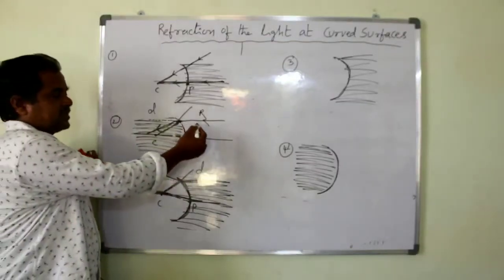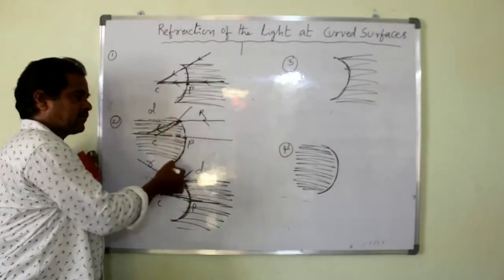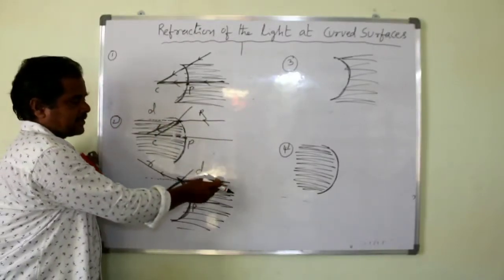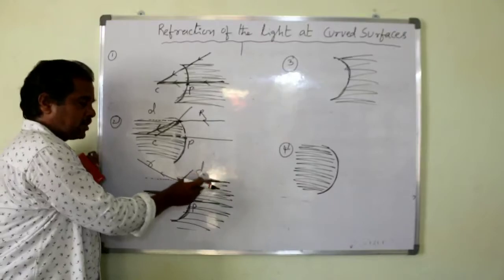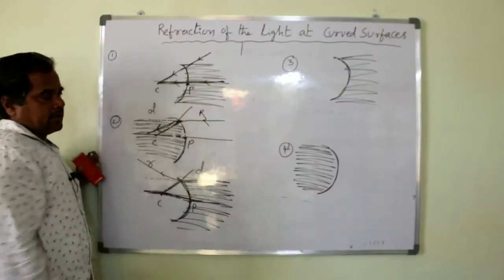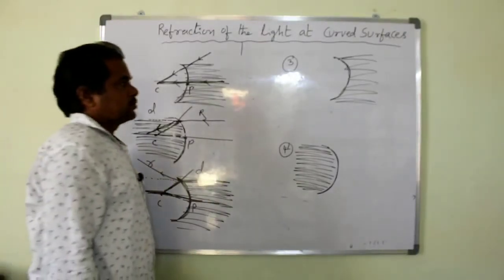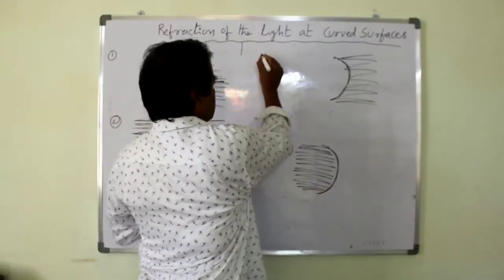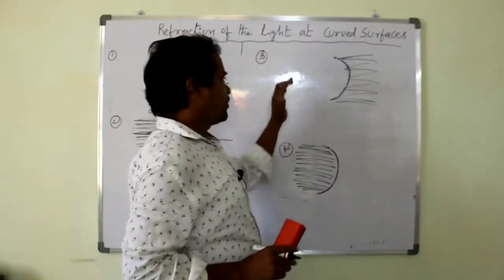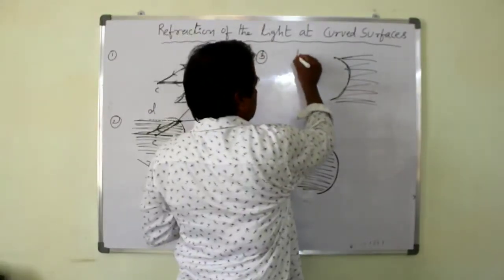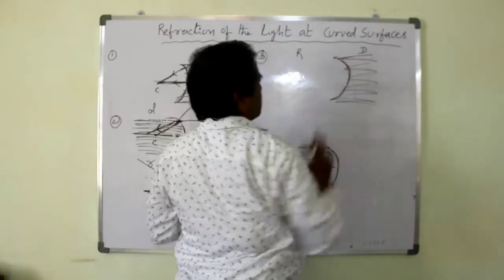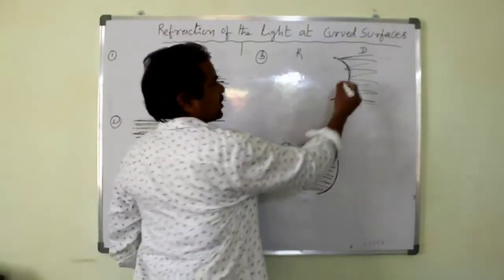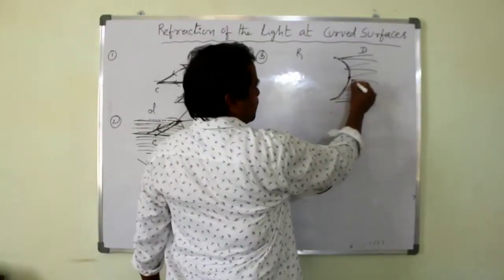Here in the first case, the light ray is incident on the convex surface, but it travels from rarer to denser. In the second case also, the light ray is incident on the convex surface, but it travels from denser to rarer. Now we are going to discuss when any light ray which moves from rarer medium to denser medium is incident on any concave surface. Here also, this is called the pole.